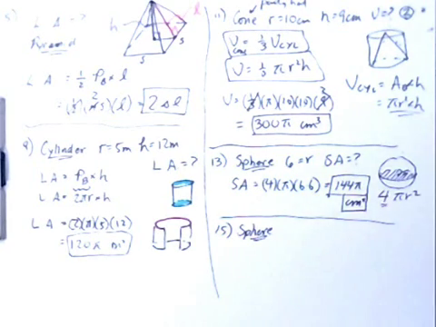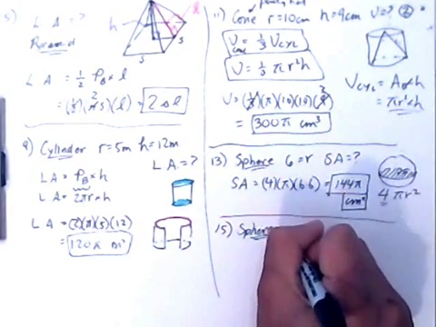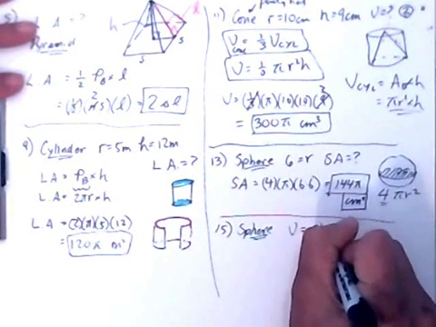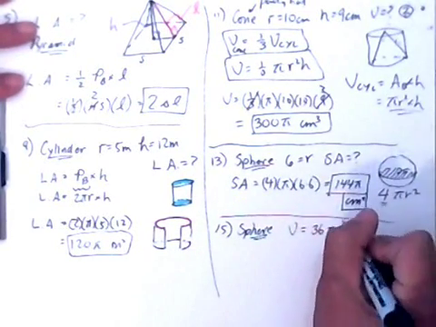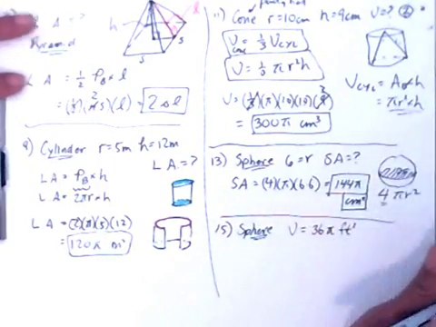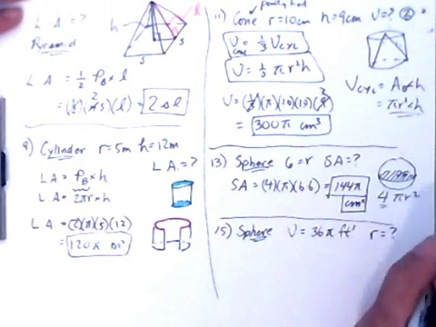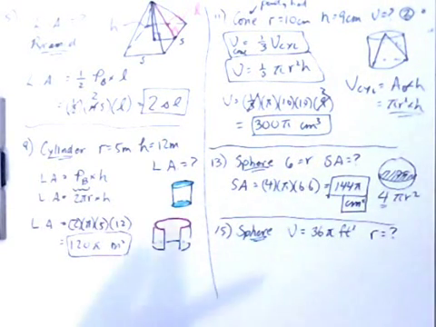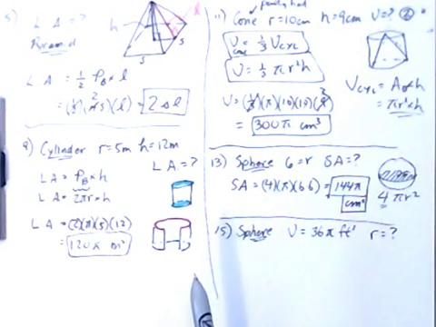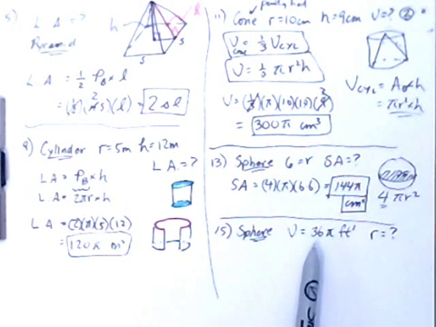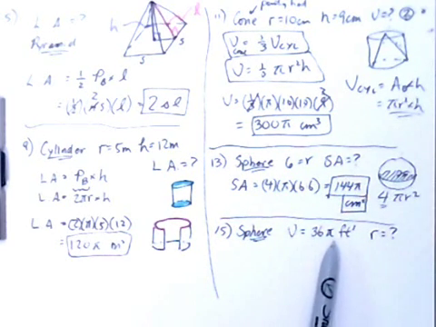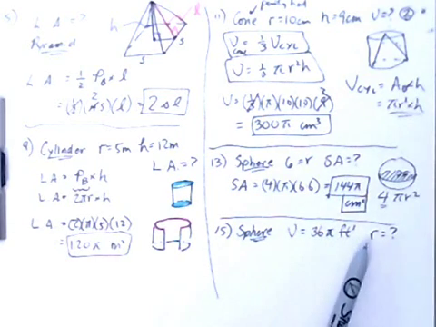Here we go. The volume is going to be 36 pi cubic feet, and I want to find the radius. I used some really nice numbers here so that you can get some real nice wholesome numbers. Read the question again. A sphere with a volume of 36 pi cubic feet has a radius of how many feet?